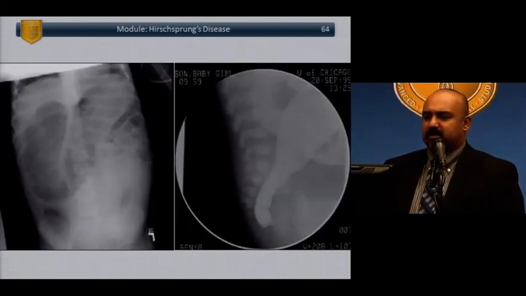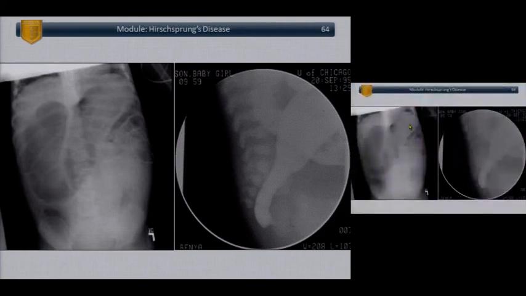This is a plain film of a patient that could have just basically a bowel obstruction. That's all it looks like on plain films. When you do the enema, you see that there's a long segment here. If I flip this picture upside down, that would have been a normal BE. This one is the abnormal BE, at least a 2-to-1 change in caliber between the sigmoid and the rectum.